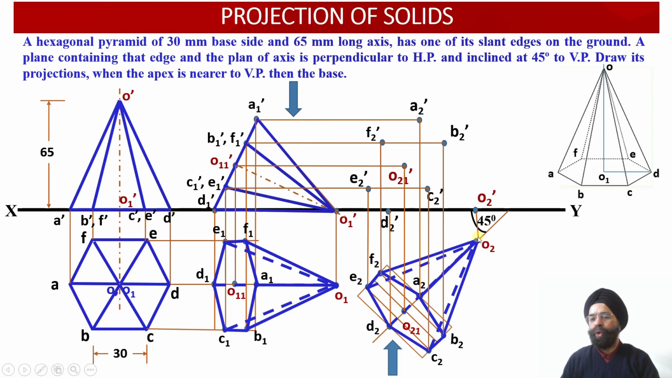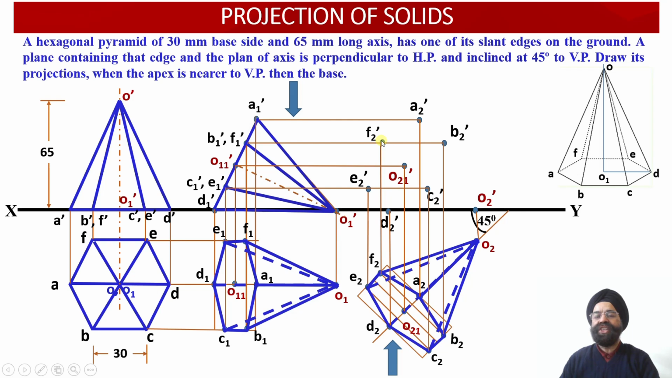Here we have the point O2. Once we extend this upwards, it intersects with the XY reference line at this point, obtaining the point O2 dash over here. Now all the 8 points of the elevation projection view have been appropriately located over here. Now which edges we need to join? A2 dash, B2 dash, C2 dash, D2 dash, E2 dash, F2 dash and A2 dash, and then with the apex O2 dash: A2 dash, B2 dash, C2 dash, D2 dash, E2 dash and F2 dash need to be joined with O2 dash.